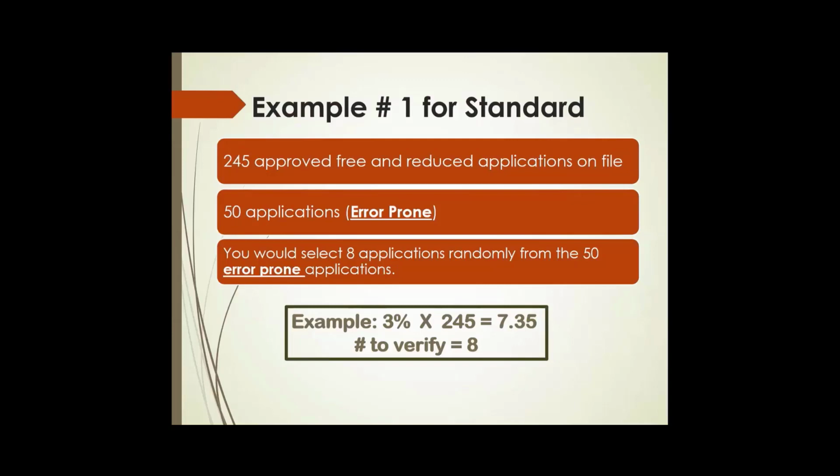So we take 3% of 245, and this is just basic math multiplication, and the total would be 7.35. Because we always round up, the number of applications to be verified is 8. Let's say that out of these applications, 50 of those are error prone. That means you select the 8 applications out of the 50 error prone applications randomly. So this is the first example for standard verification method.